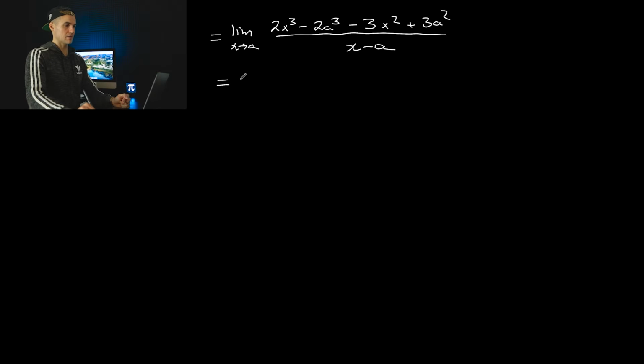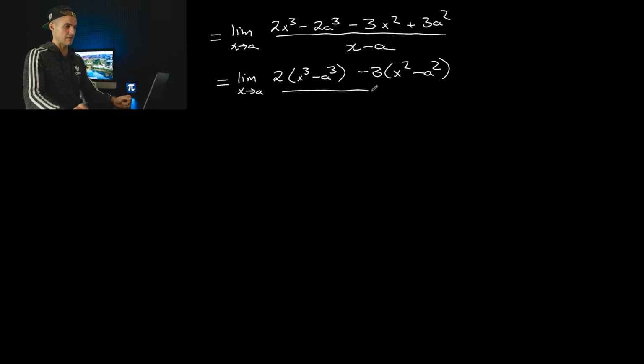So then for these first two, let's factor out a 2, so we'll have x cubed minus a cubed. So notice that that's going to be a difference of cubes there. One of the factors is going to be x minus a. And then from these two, I'm going to factor out a negative 3. So we're doing like a factoring by grouping here. And that's going to be all over x minus a like that.